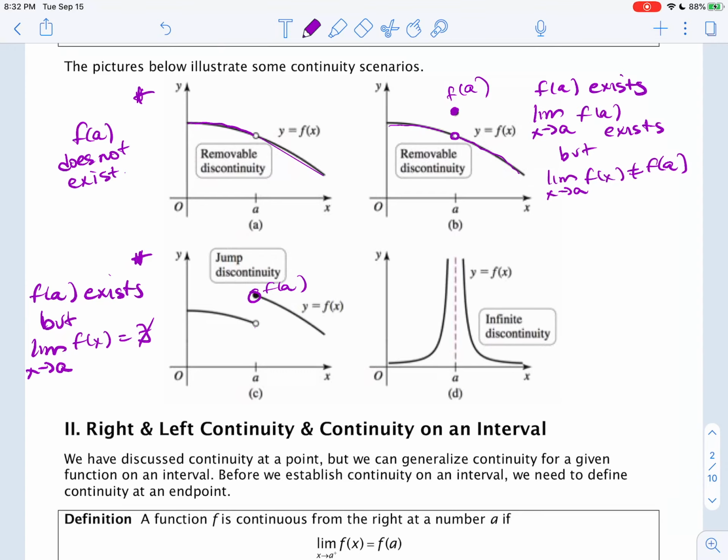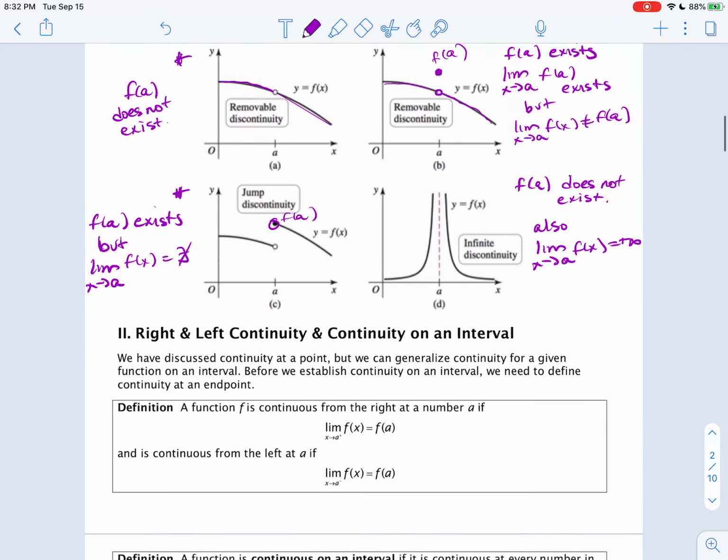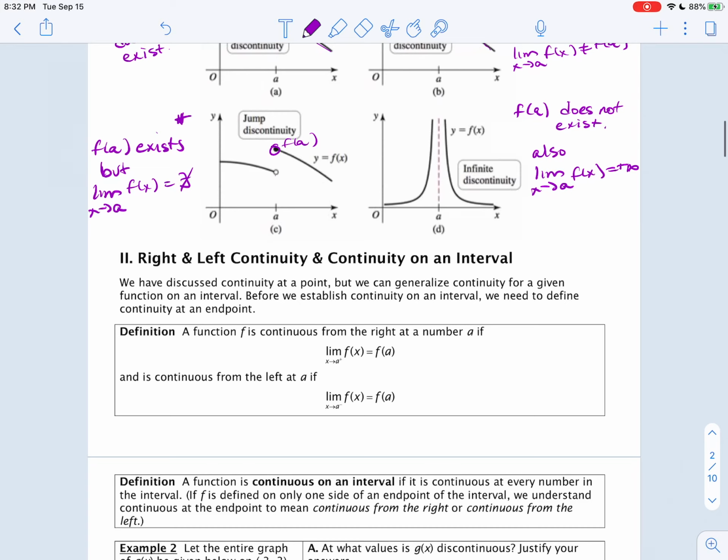And then the final one is we have that f of a does not exist. Right, we have no output on a vertical asymptote. Because the limit as x approaches a of f of x, that 2-sided limit, is positive infinity, but infinity does not exist. So it kind of violates both of the first 2 criteria.